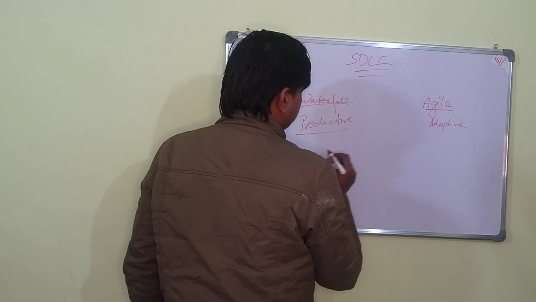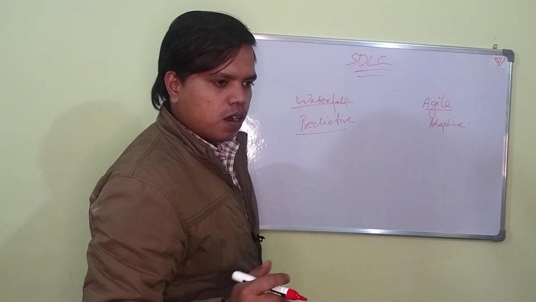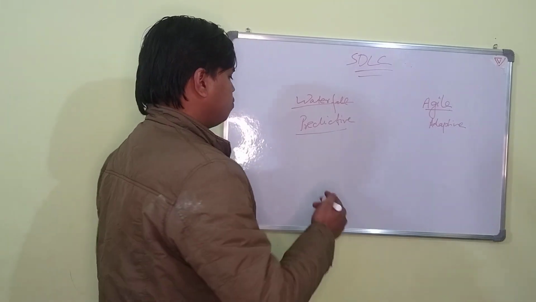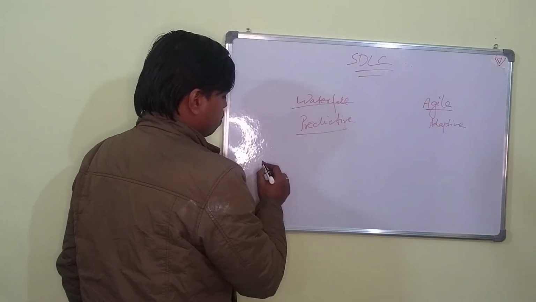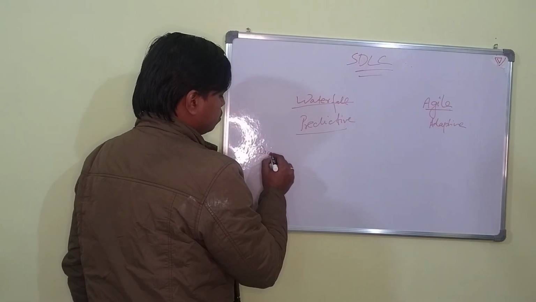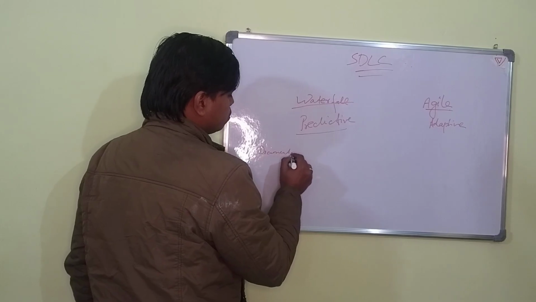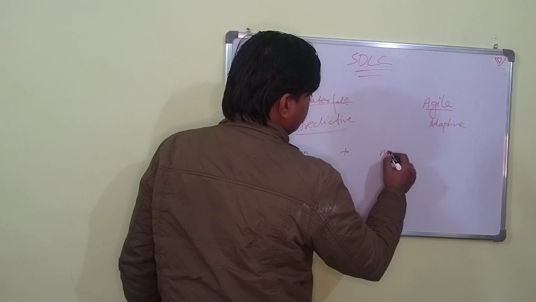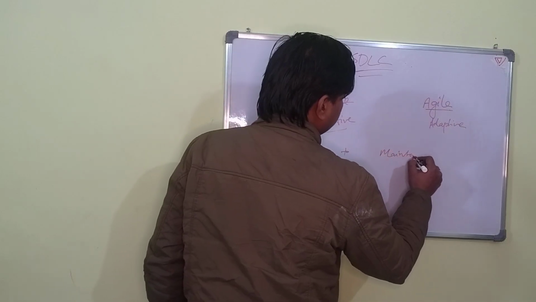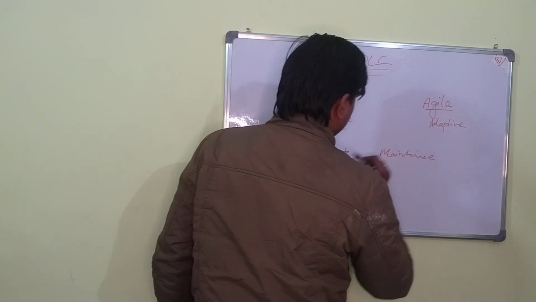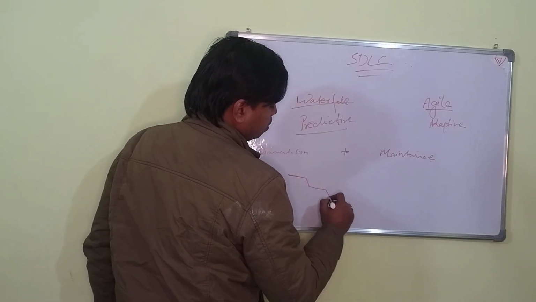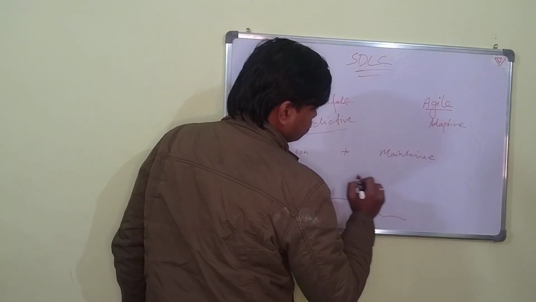So, predictive is like we just do step by step. If there are six steps from documentation to maintenance, in this we go step by step.